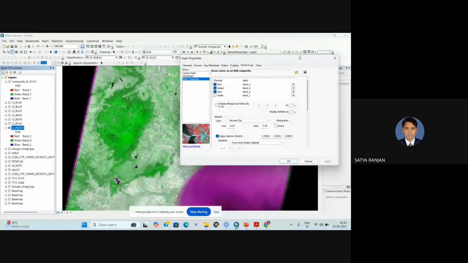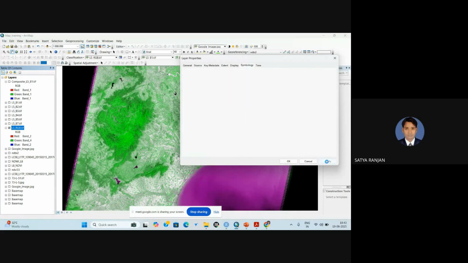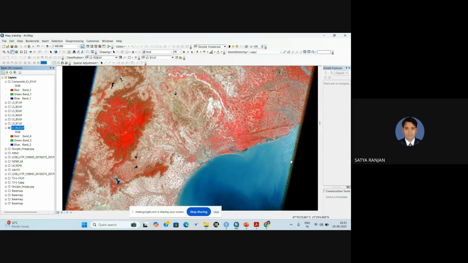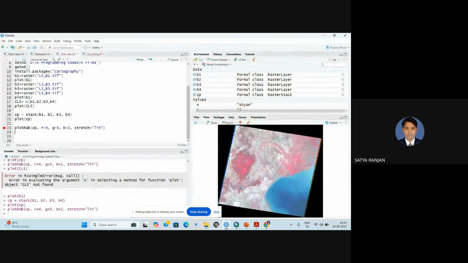So it is not a false color. For false color, you have to give blue band 2, that is band 2 is the green, then green band 3, that is red, and red, that is infrared band 4. Then it creates the false color image. This is the false color image. The same thing is created with R programming. So it's the same: red is 4, green is 3, blue is 2.